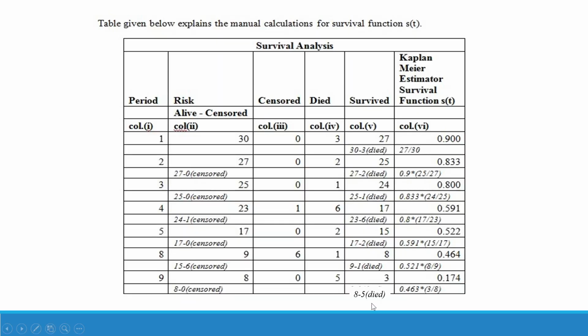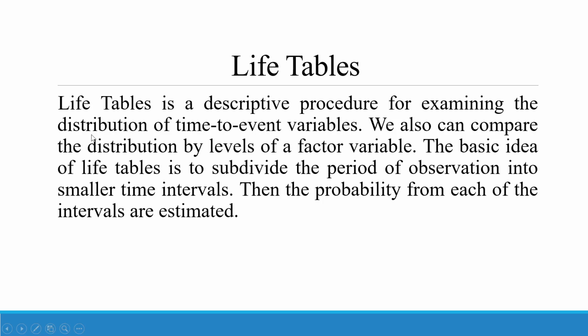So there is a small change which I have done here. 8 minus 5. Okay, so this many have survived. So 5 died, so 3 are alive. So it's 3 divided by 8. Now let's proceed further. Life tables.